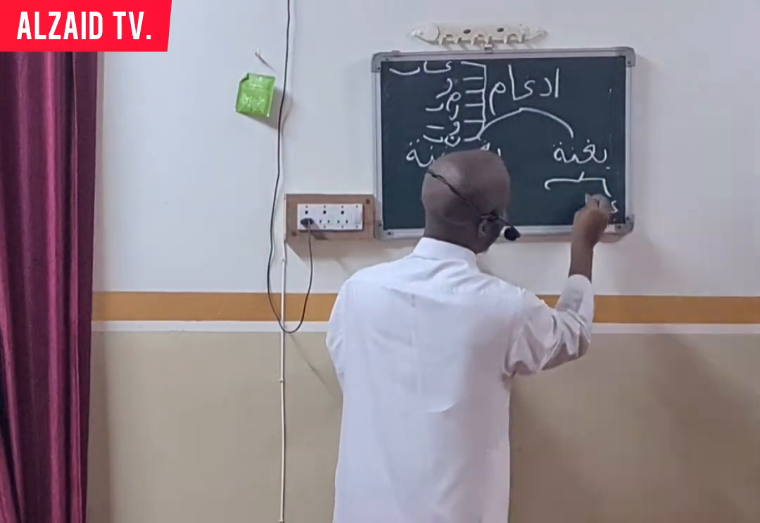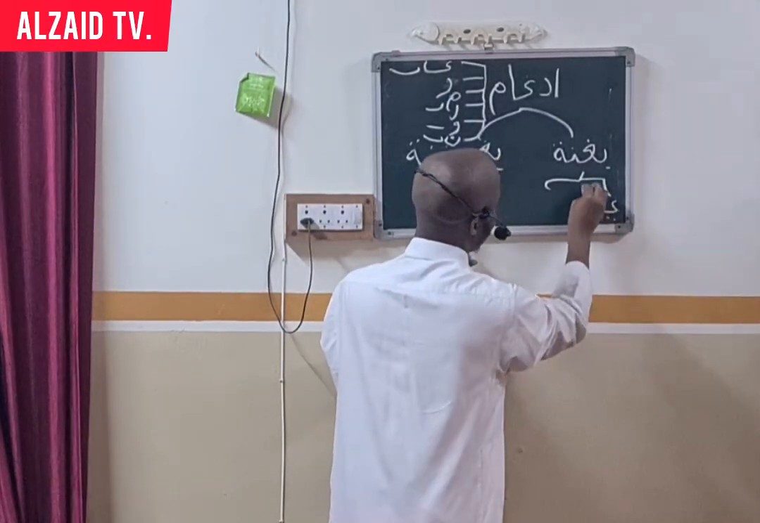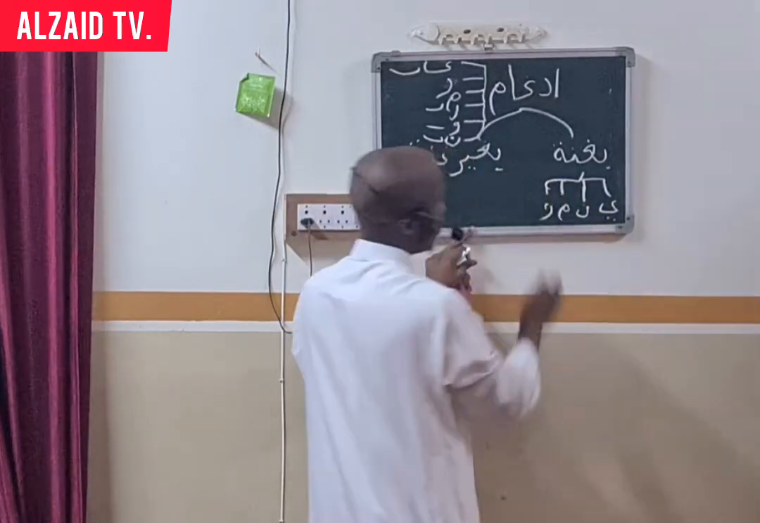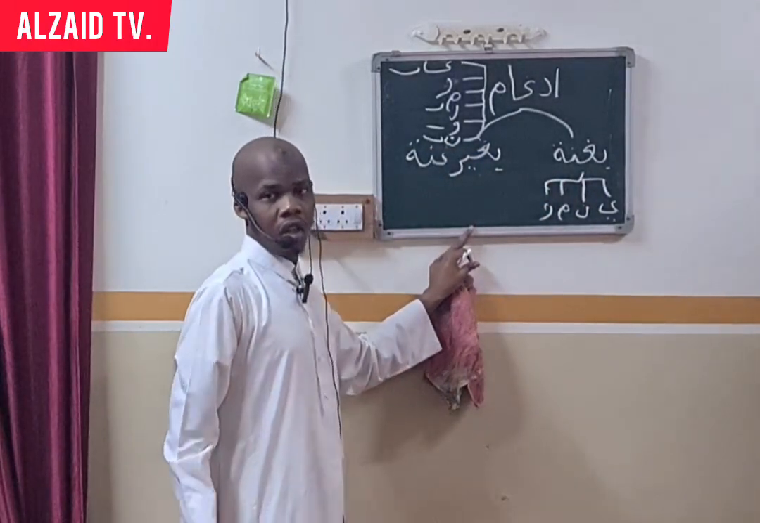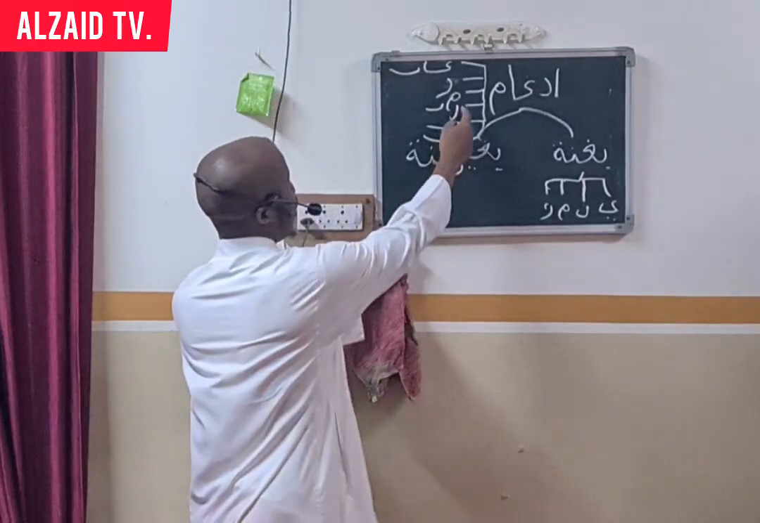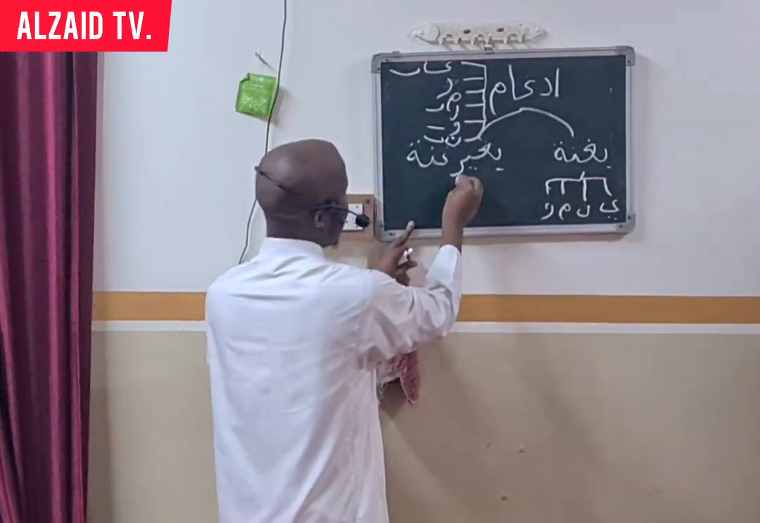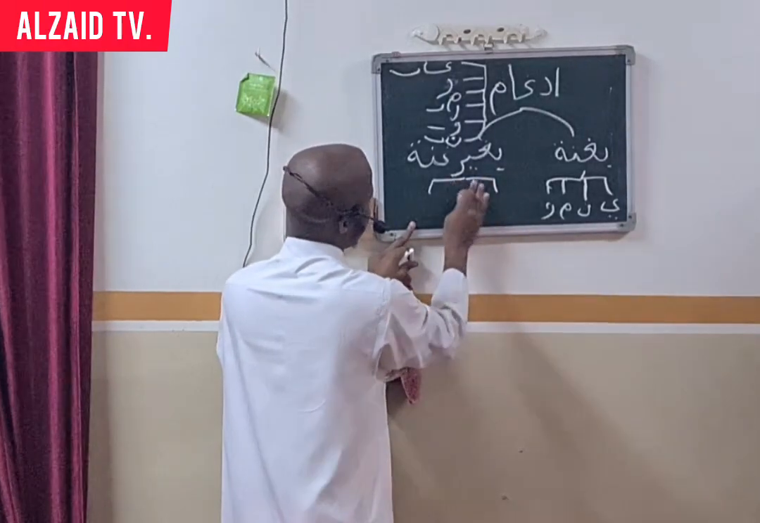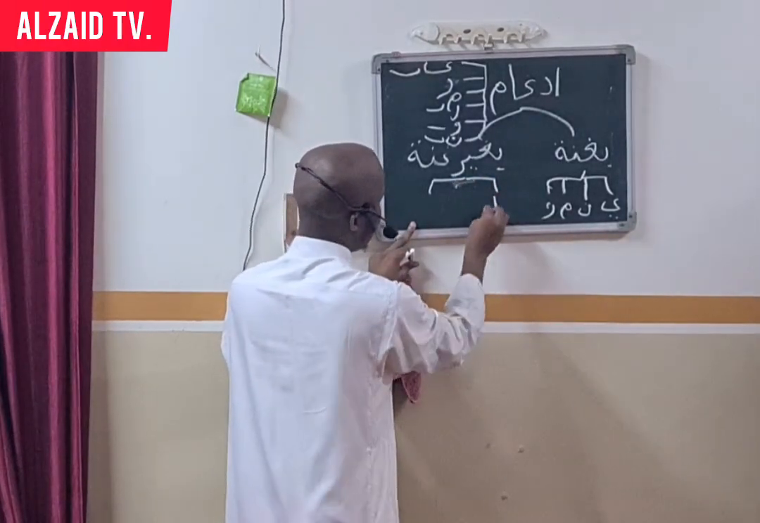Ya'un, nunun, mimun, wawun. The remainders, which are the lam and ra, are under this one: idgham بغير غنة, lam and ra.